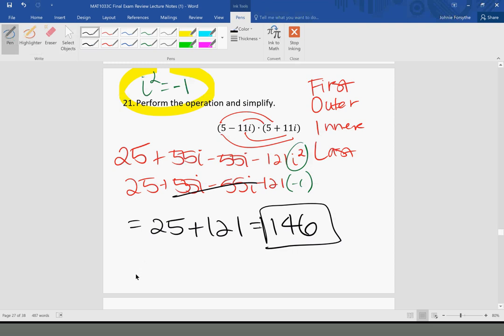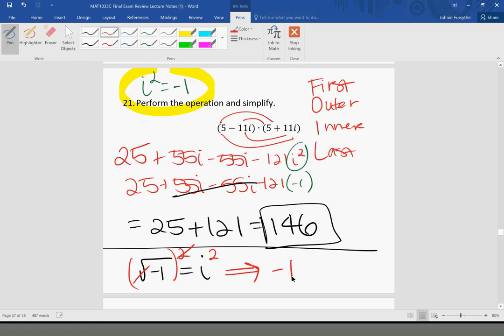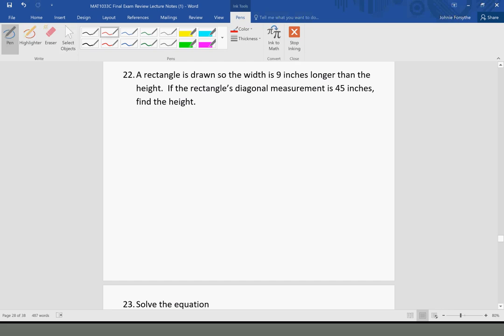And why is that? Remember, the square root of negative 1 equals i, right? And so if we were to square the square root, we would do it to both sides. So squaring this square root cancels the root, and I'm left with negative 1 equals i squared. So that's why i squared equals negative 1. Okay? All right. So 22.